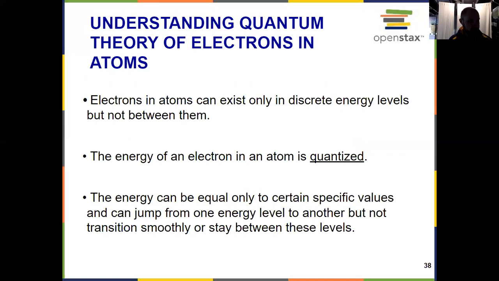Electrons can exist only in discrete energy levels, right? We talked about steps in the previous videos. They can exist on those steps, but not between them. And we say that the energy of these electrons is quantized. Okay? Electrons can exist in specific quantized energy states. They can only jump between those states.